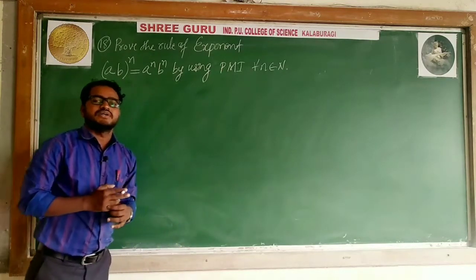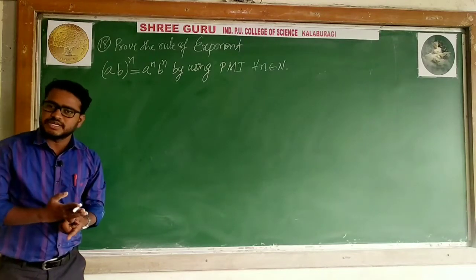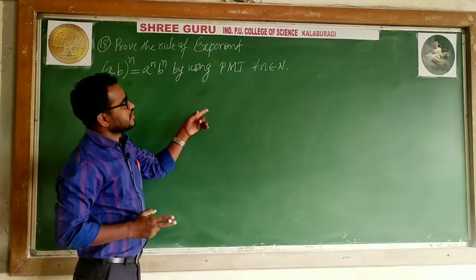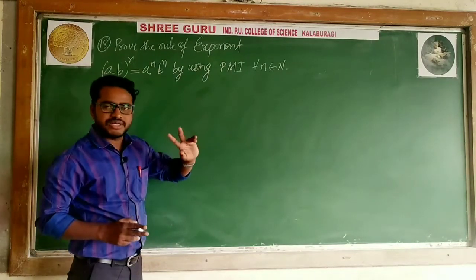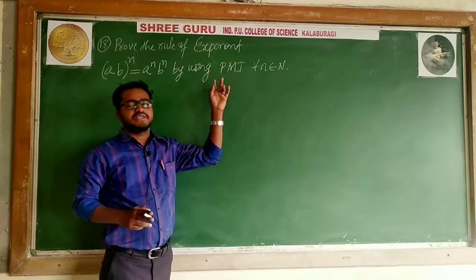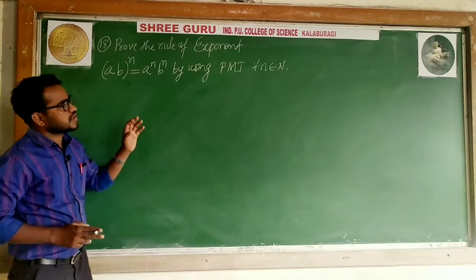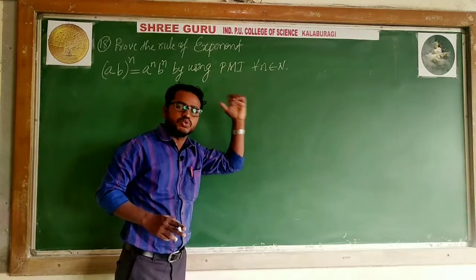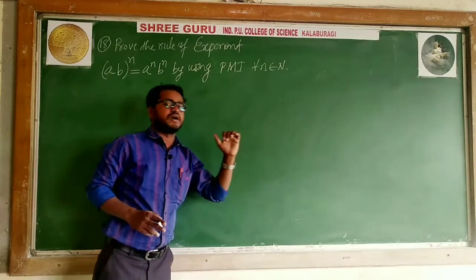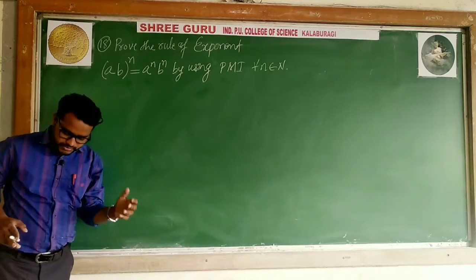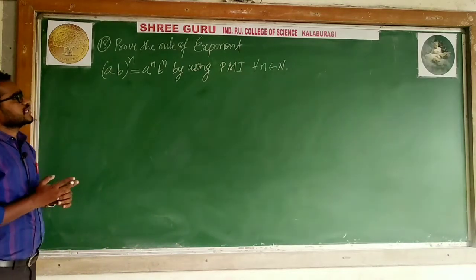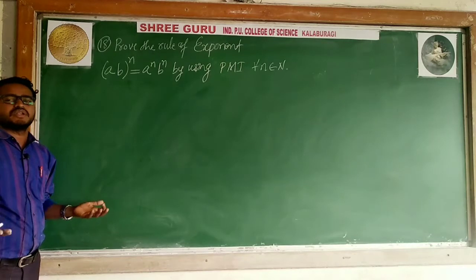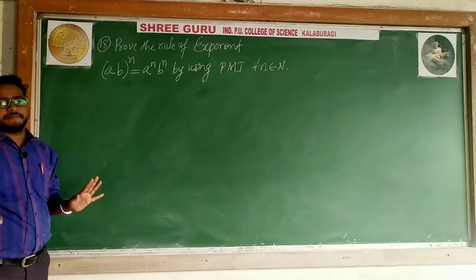PMI is what? It is not Prime Minister of India. It is the Principle of Mathematical Induction. Don't get confused. PMI is the principle of mathematical induction. For all n belongs to capital N, means this exponent rule is also true for all natural numbers. He is asking that this mathematical statement is true for all natural numbers. This is very simple, nothing here.